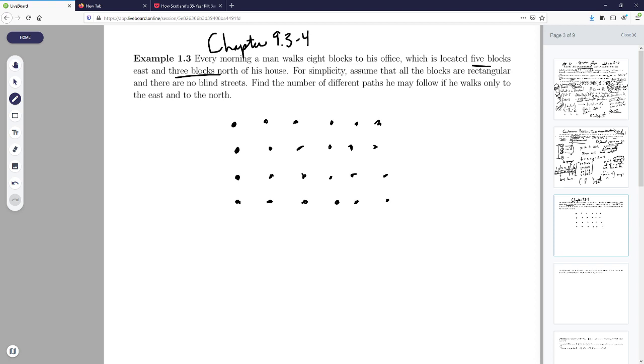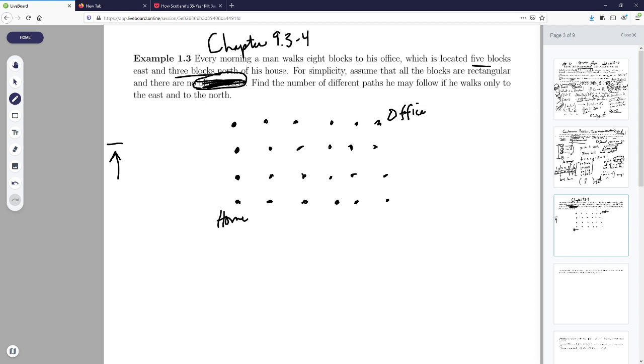I think, so I copied this problem out of a book. I think blind streets might be streets with no exit. So, but there we go, fixed. Okay, so here's home, and here's the office.